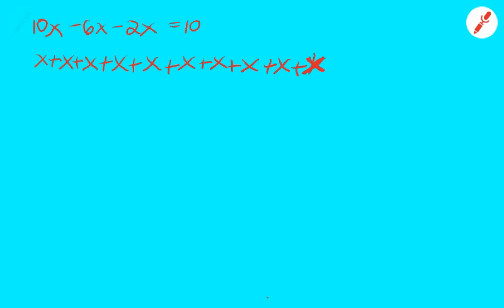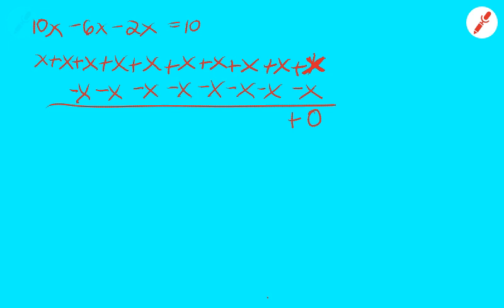All right. And then up here we're told, well, we're going to take away 6 of them. Okay, well, let's take away 6: minus x minus x minus x minus x minus x minus x. And then there are 6, right? 1, 2, 3, 4, 5, 6. And then we're going to take away another 2: minus x minus x.